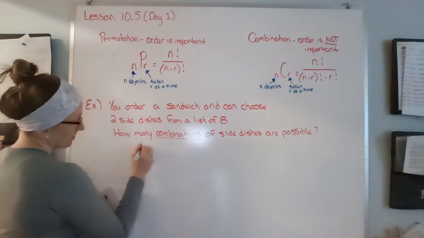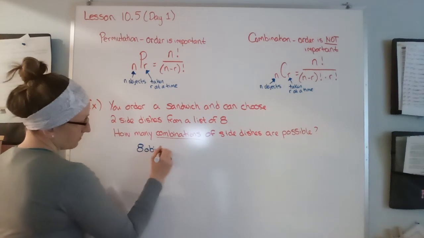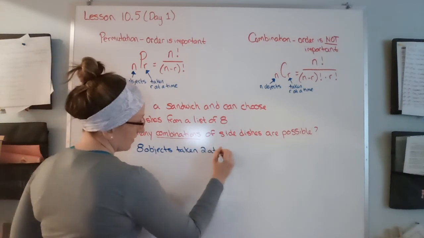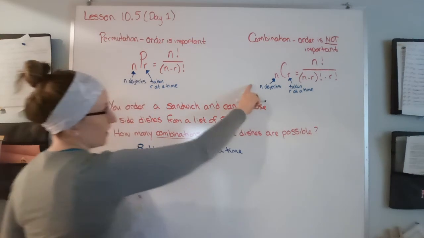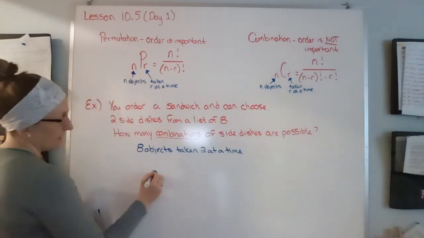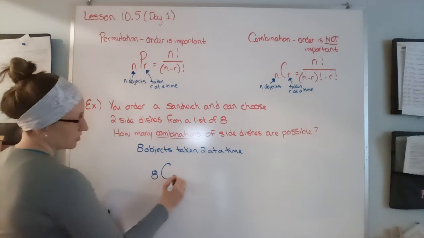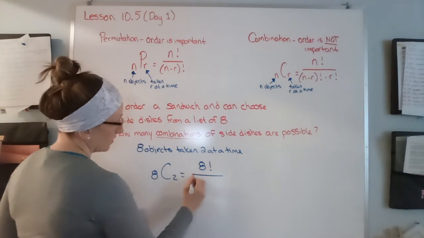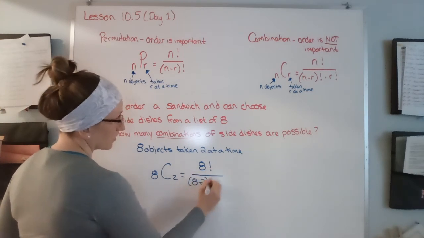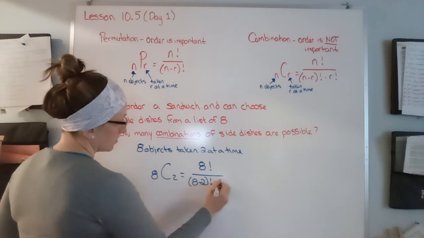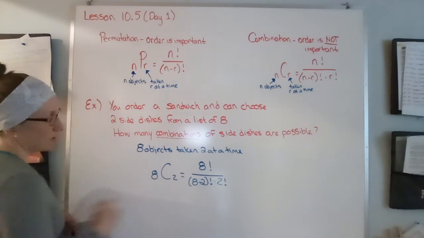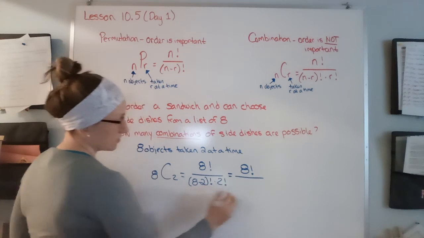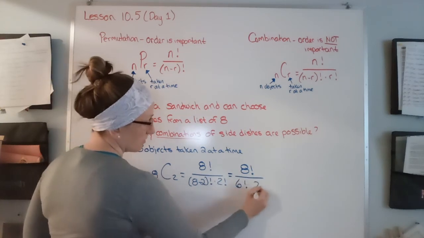8 objects taken 2 at a time. So following the combination formula, it's going to be 8C2. So you're going to have 8 factorial over 8 minus 2 factorial times 2 factorial. We'll simplify a little bit. You have 8 factorial over 8 minus 2, which is 6 factorial, times 2 factorial.